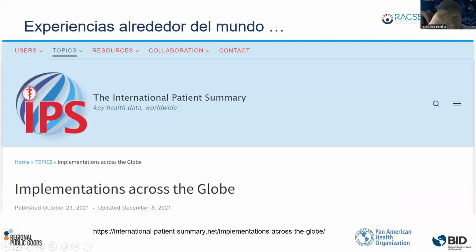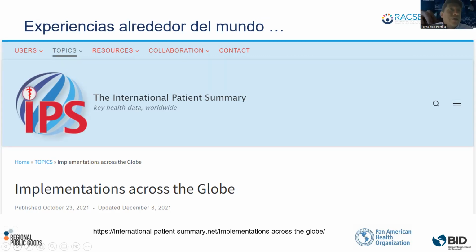So what's happening with this? What's going on with this? What are some of the experiences worldwide? Well, there are different things that are being inspired by this standard. It's more or less being agreed. It has a logic. It's mapped against FHIR. There's a CDA version also. There's a recommendation.